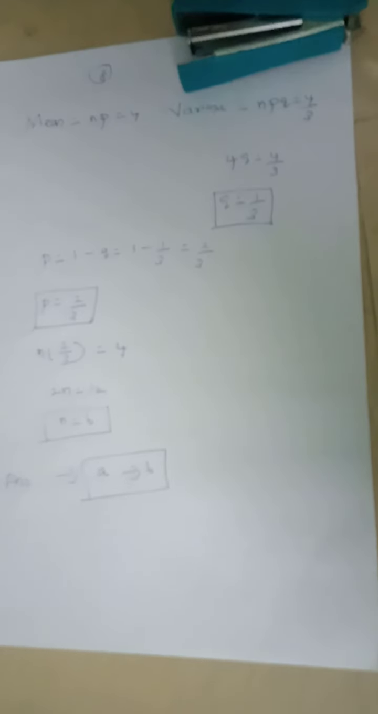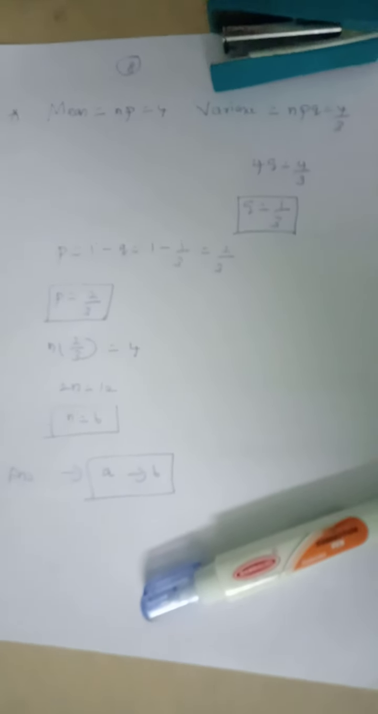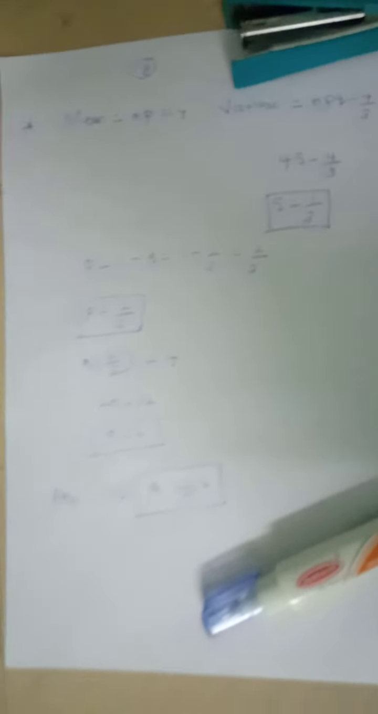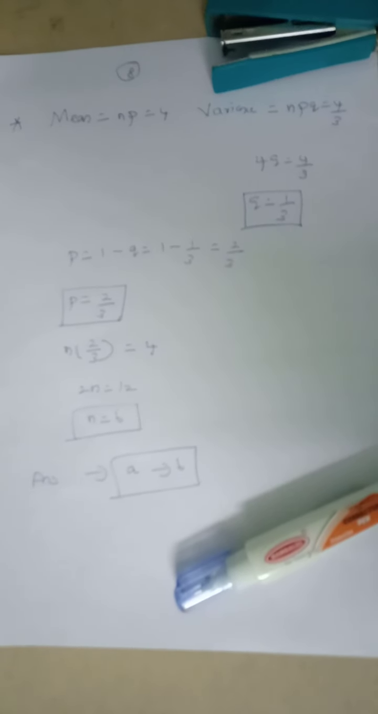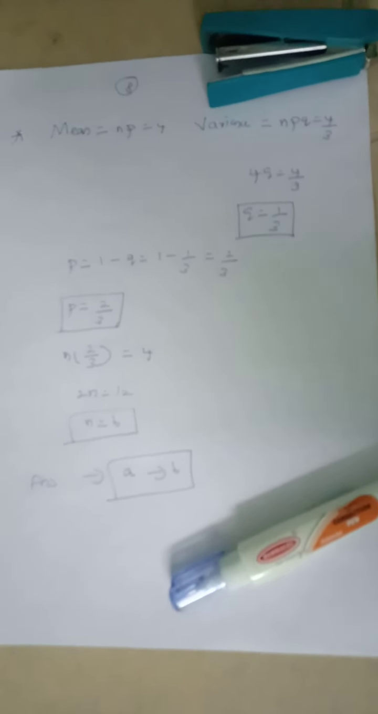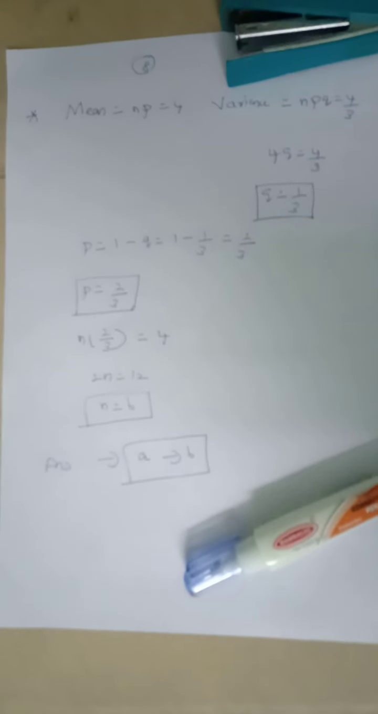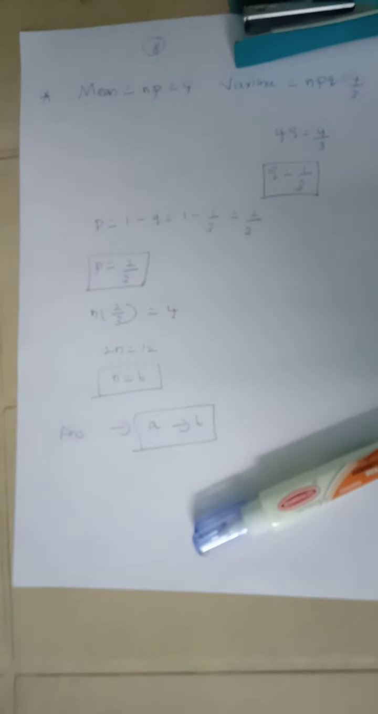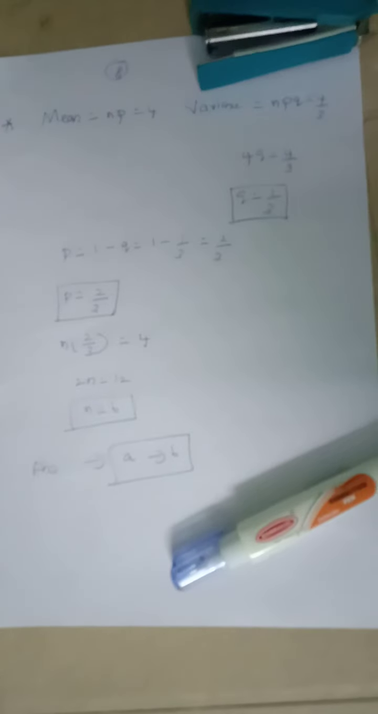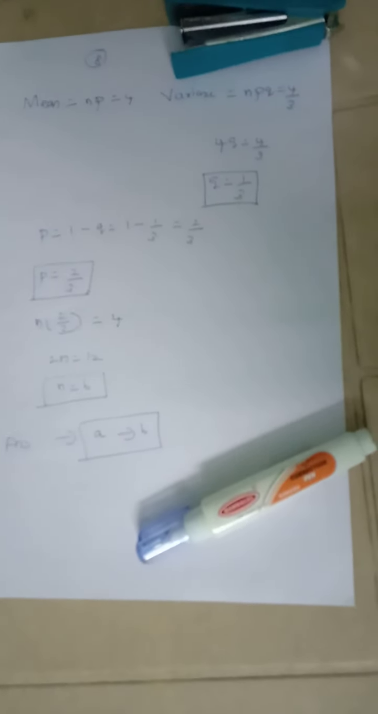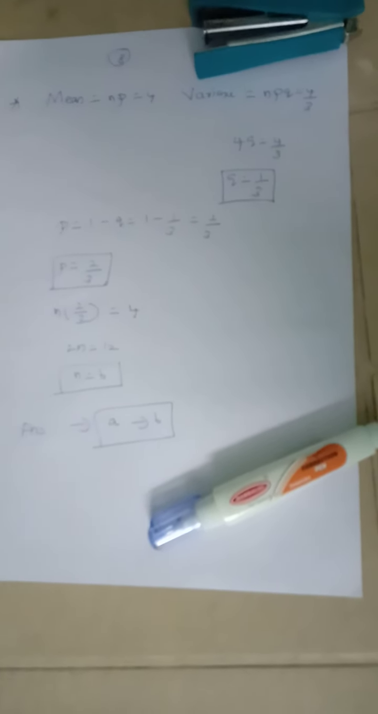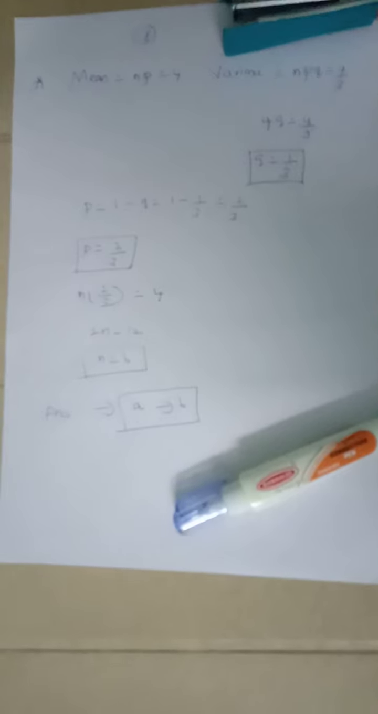So 4Q is equal to 4 by 3. 4 and 4 get cancelled. So Q is equal to 1 by 3. From that we find the value of P. P is equal to 1 minus Q, which is equal to 2 by 3. Now we need to find the value of the number of trials n. Mean NP is equal to 4. N into 2 by 3 is equal to 4. So 2n is equal to 12. So n is equal to 6. So the correct answer is option A. Number of trials n is equal to 6.